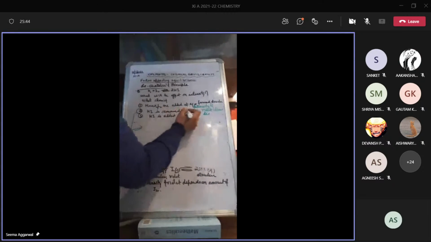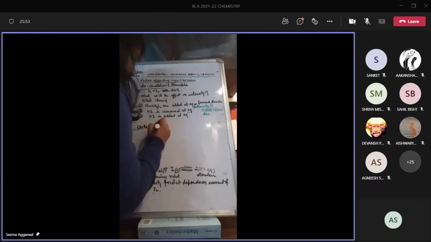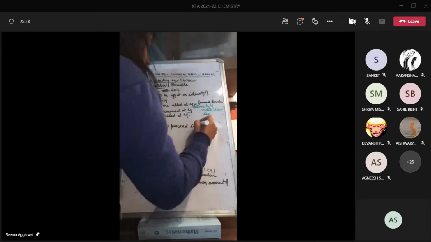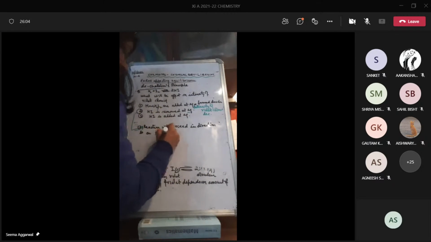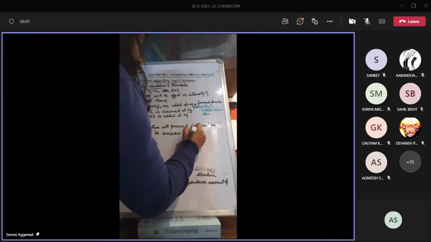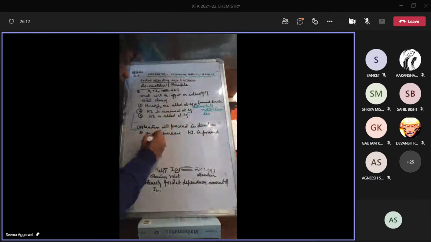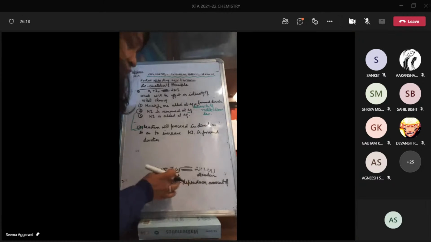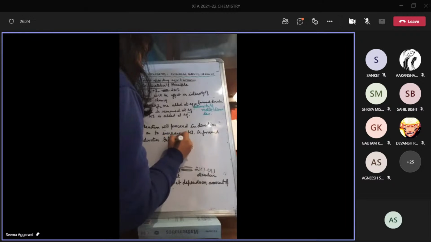Okay, so if HI is removed, it means in the second part the reaction will proceed in a direction to increase the amount of HI, that is the forward direction. When the reaction is proceeding in the forward direction, more amount of H2 and I2 will react. Only then the reaction will proceed in the forward direction. So intensity of violet color decreases.